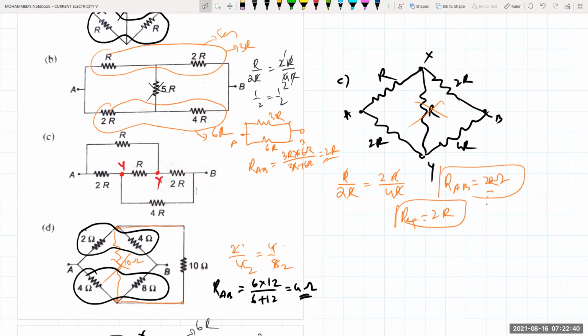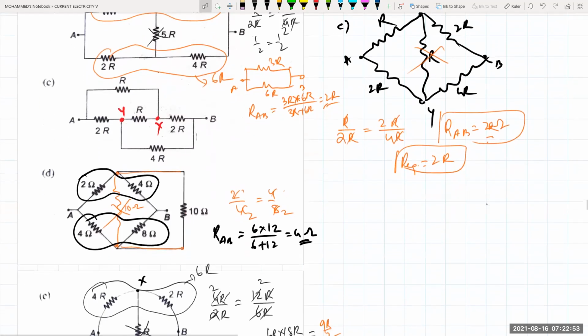So now, if you remove that one, R and 2R will be in series. 2R and 4R will be in series. Then both of them will be in parallel. Okay? Yes, sir. Let's go, question number D now.